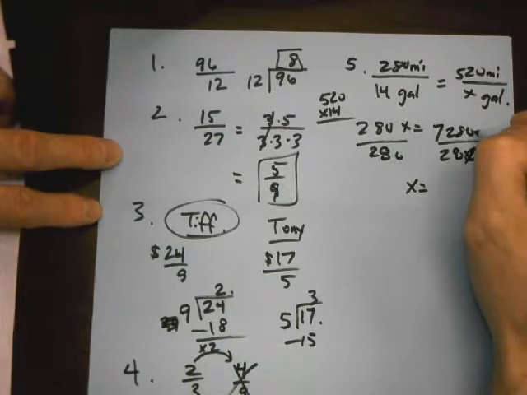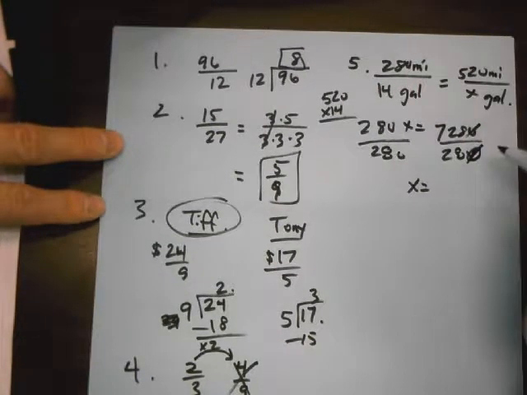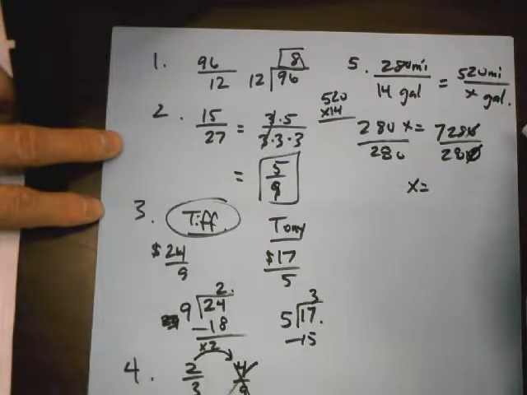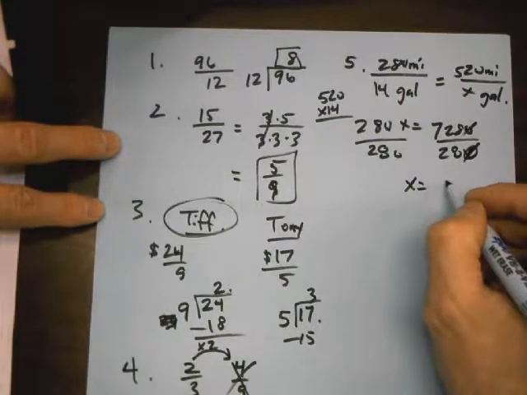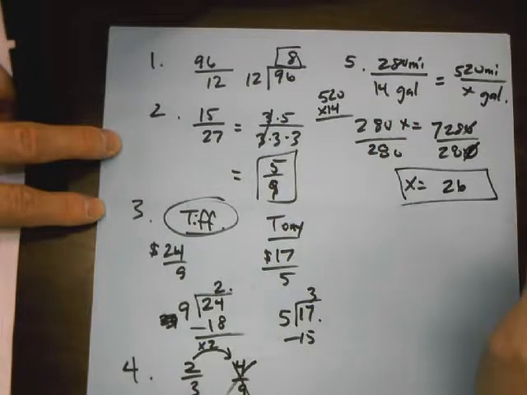And I divide these here. Now, I can cross out these zeros when I have zeros on the end and I'm dividing. So I can just divide 728 by 28. 728 divided by 28. That's going to give me an even 26. So it goes in evenly. The answer is 26 gallons.